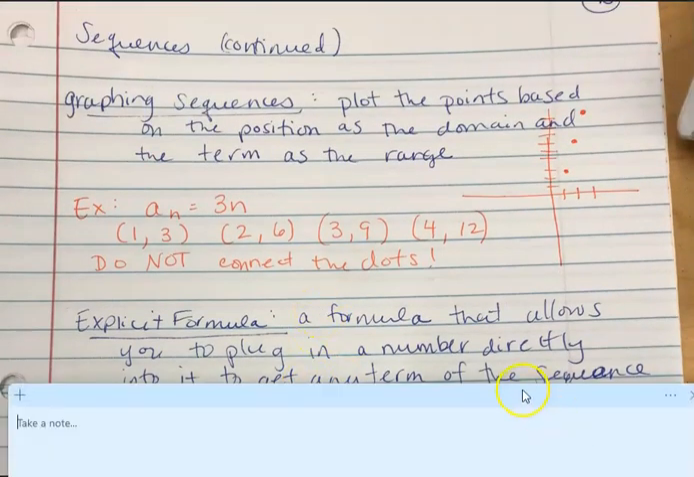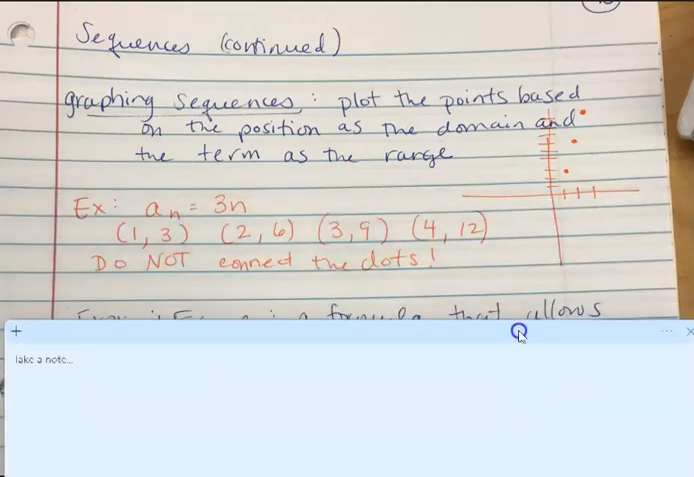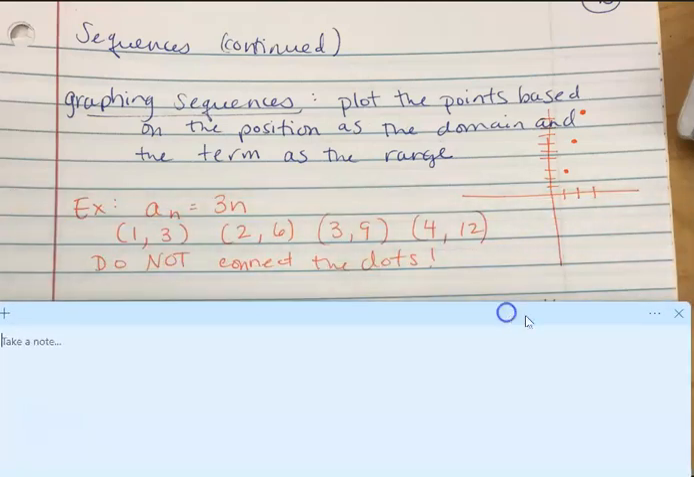Now, using that concept of domain and range being the natural numbers and the terms of the sequence, I'm going to take that same sequence, a sub n equals 3n, and I'm going to plot it. So when you're graphing sequences, the domain, 1, 2, 3, 4, and so forth, will be the first numbers in your coordinate. And then the numbers that you get as your terms would be the y values. So in this case, n equals 1 goes with 3, n equals 2 goes with 6, n equals 3 goes with 9, and so forth.